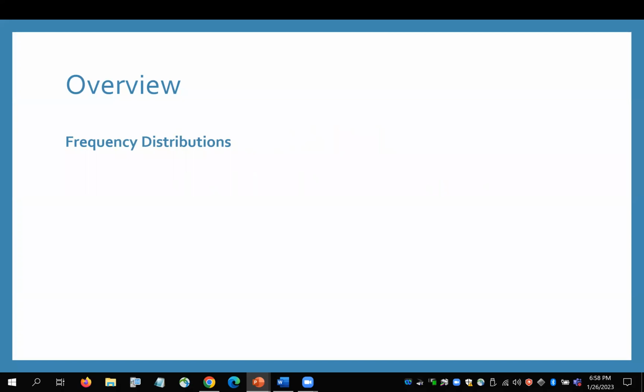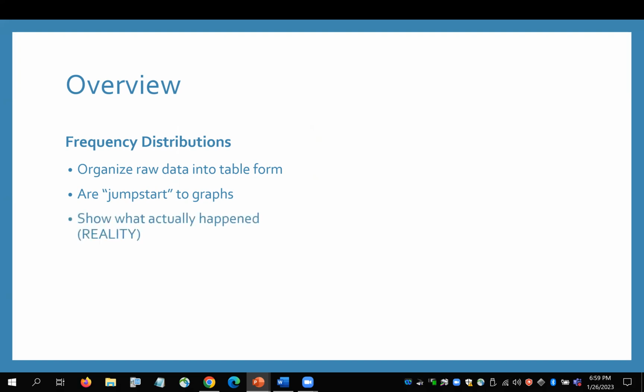So we just finished talking a little bit about the graphs, but we know that we can also take data and organize it into a table form. And the fancy term for that table in statistics is called a frequency distribution. That table, or that frequency distribution, can give me a jump start to know what type of graph I may want to create.